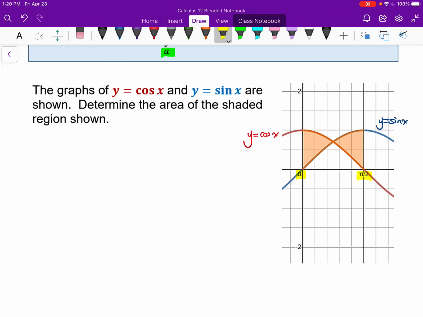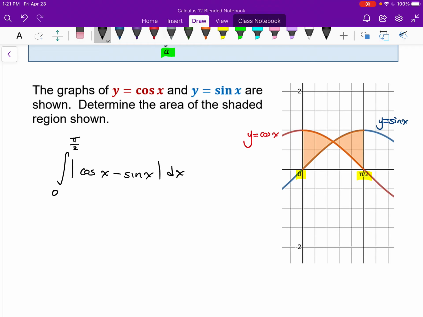Well, that shaded region there, I can denote with an integral like this. It's the integral from 0 to pi over 2 of the absolute value of just one function minus another. Now, if we're dealing with the absolute value, it doesn't really matter which one we put first. I'll go cosine x minus sine x dx. Because like I said, if I change the order and make it sine x minus cosine x, the absolute value will be the same. So that's it.